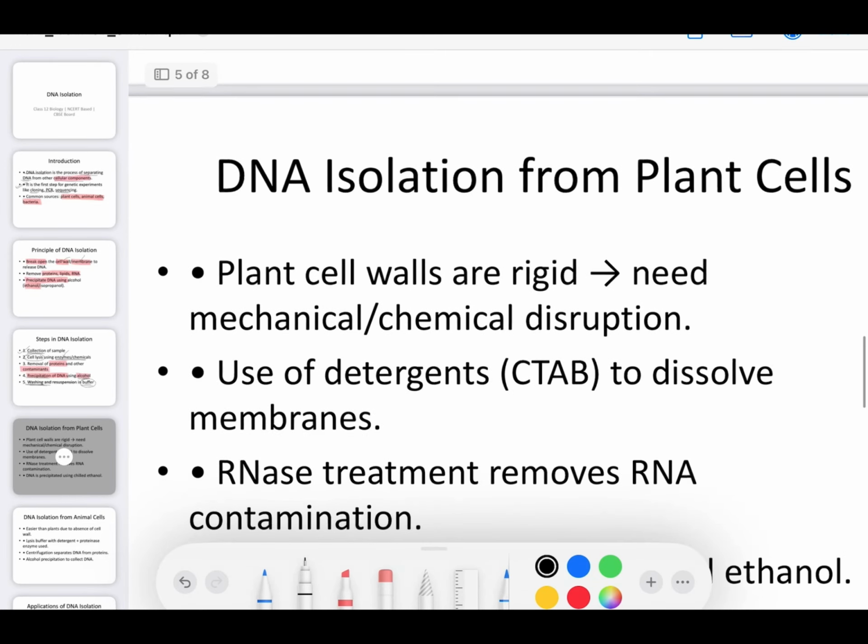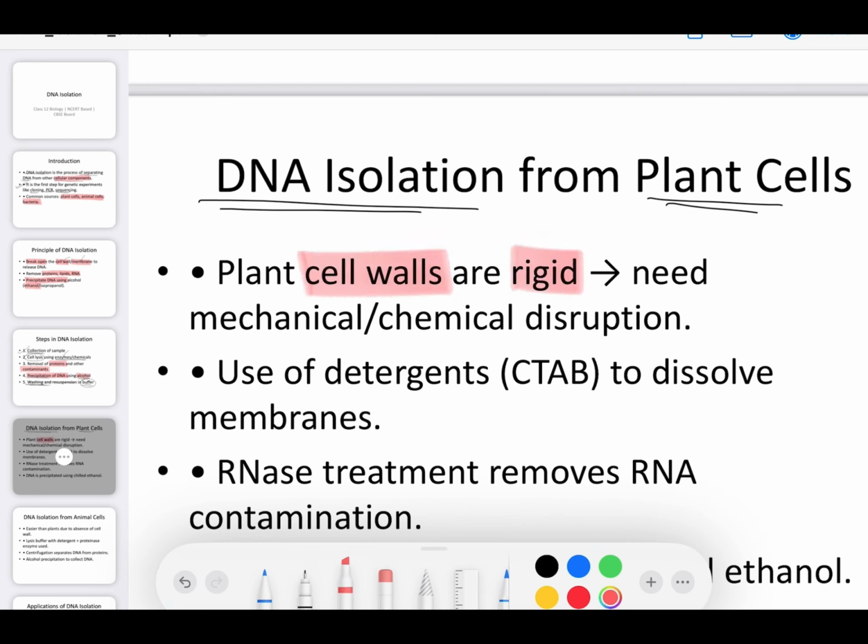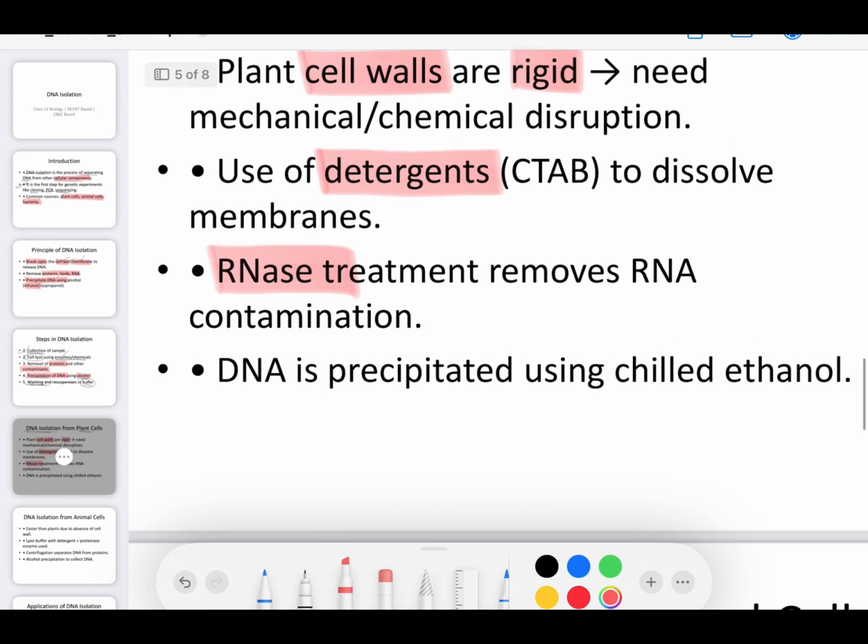Now we will study how to isolate the DNA from the plant cell. As we know, the plant cell has a rigid cell wall, right? So for breaking down that rigid cell wall, we need some detergents to break down the cell wall and then the cell membrane. Then we will use the RNase to remove the contaminants, that is RNA contaminants.